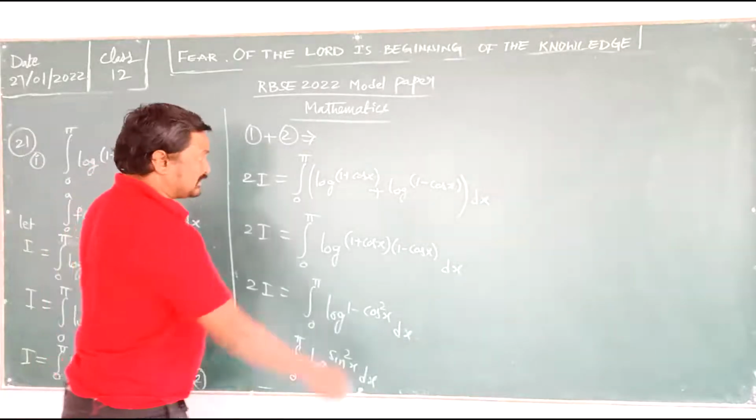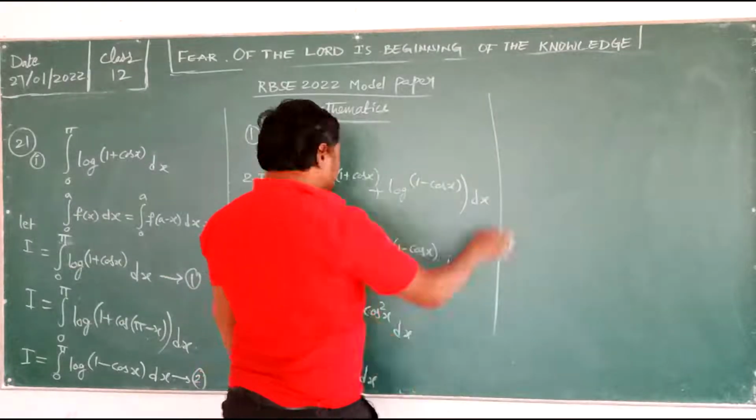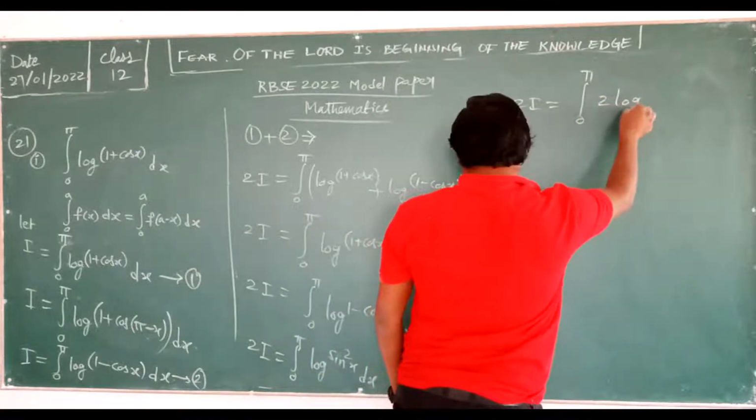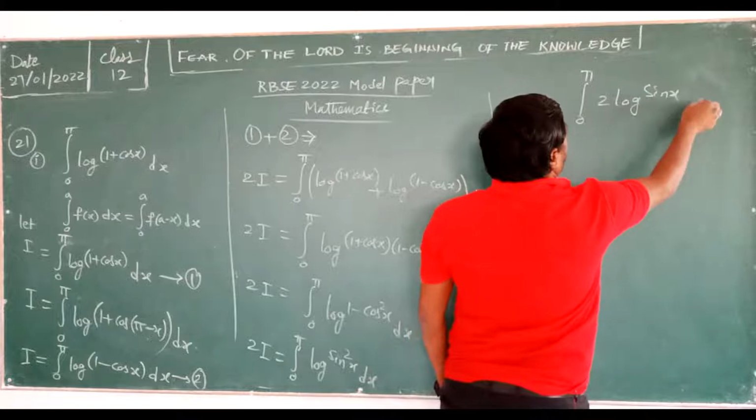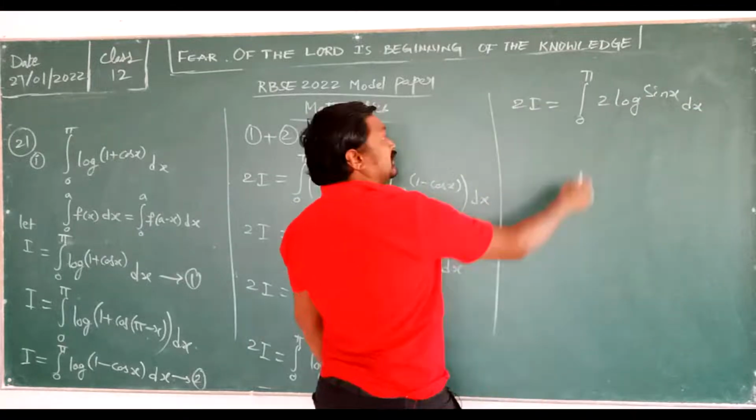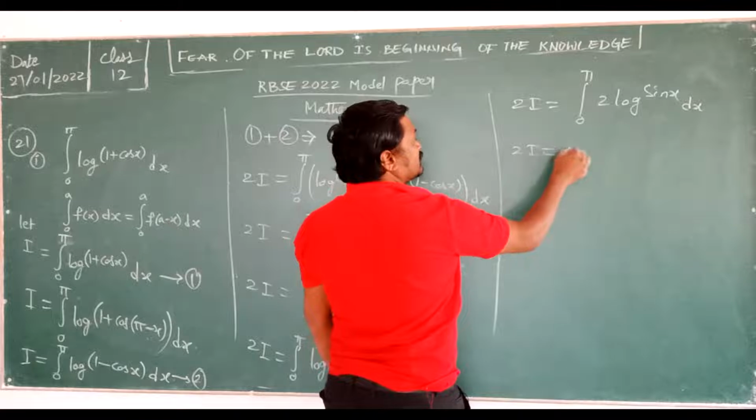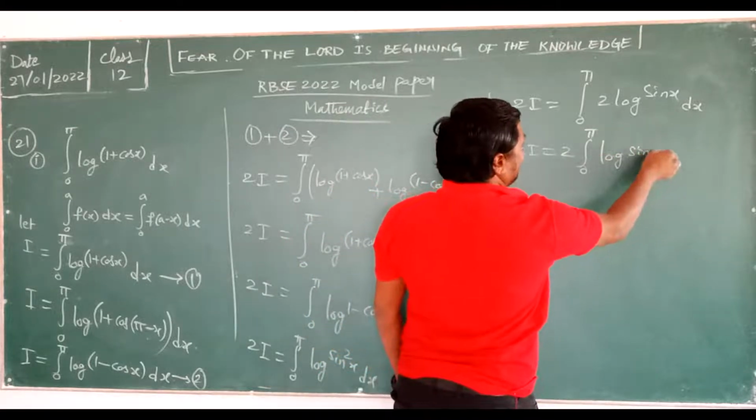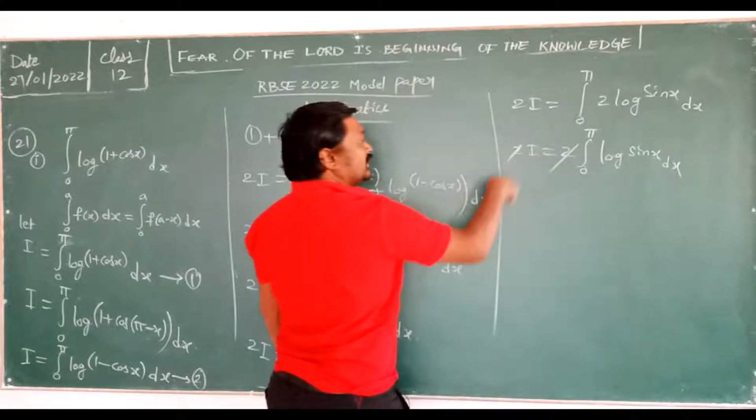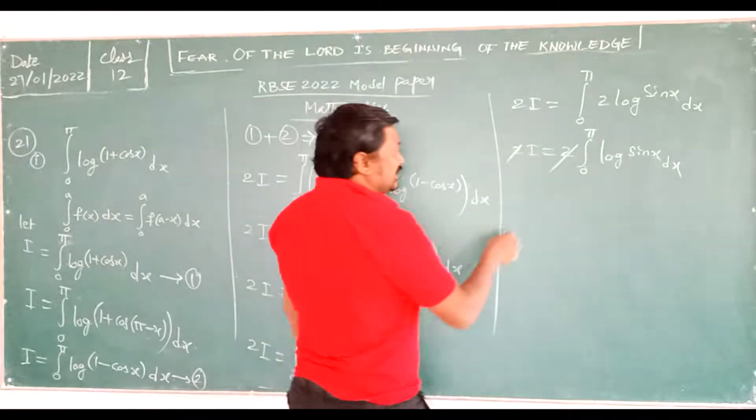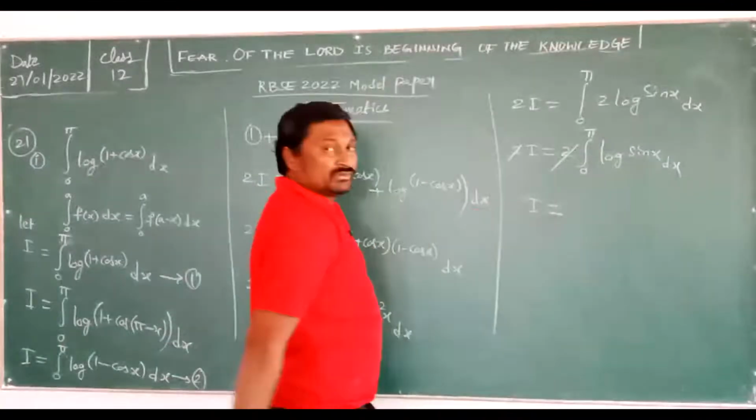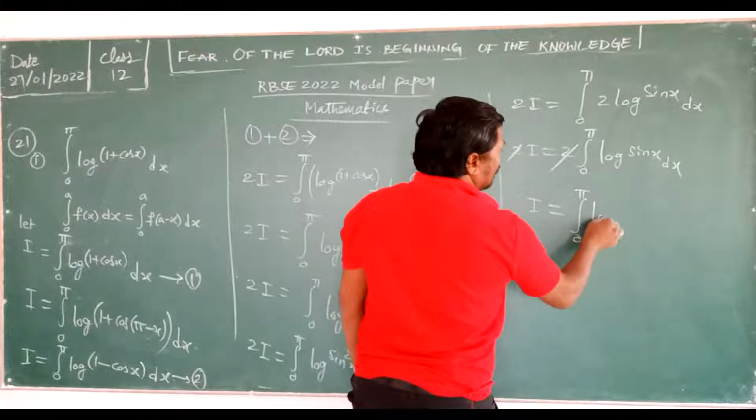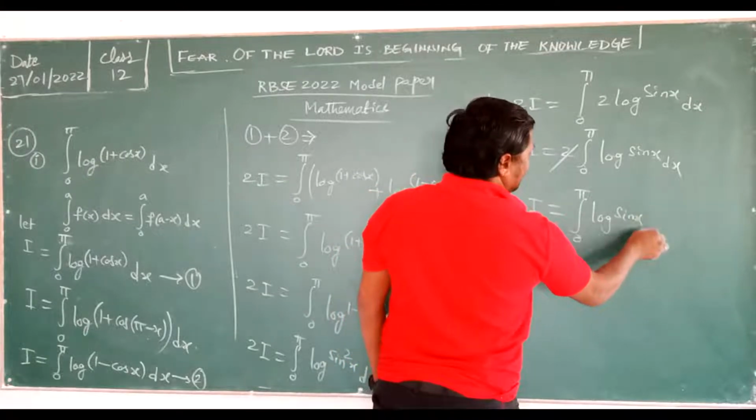So according to that, what will we write? We'll write this as 2I is equal to 2 log sin x dx. Now 2, you write constant outside, so 0 to pi log sin x dx. Now 2 and 2 get cancelled, so now we'll write I is equal to 0 to pi log sin x dx.